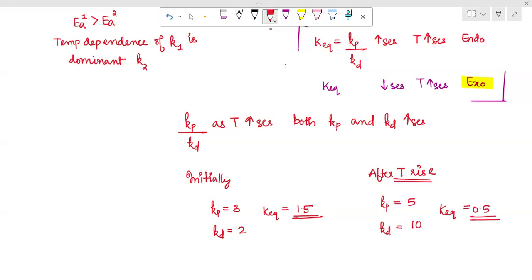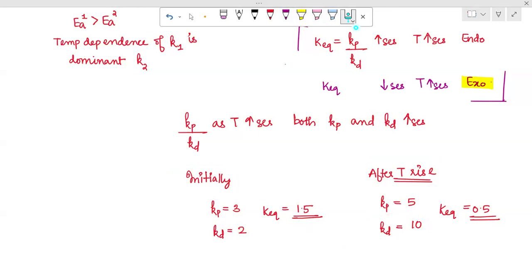So can you see this? I hope you can understand it now. Because this is an exothermic process, after the temperature rise, your equilibrium has fallen down. So that condition is satisfied. For that to fall, your temperature dependence of Kd has to be more than that of Kp, correct? See, the Kp value has increased from 3 to 5, a difference of 2 units only. But your Kd value has changed dramatically from 2 to 10. There is a change of 8 units.